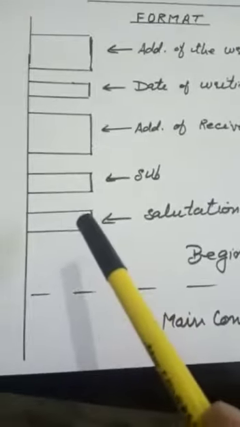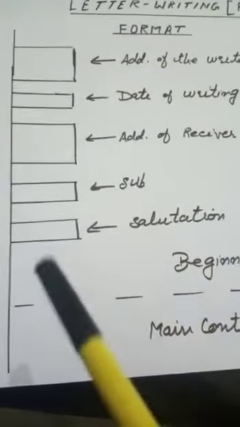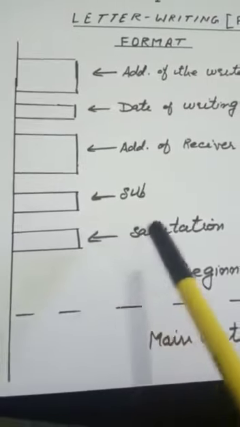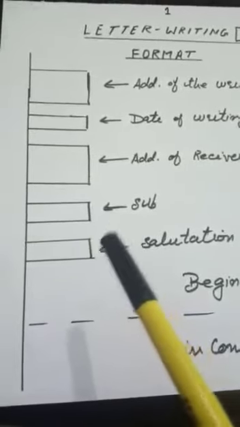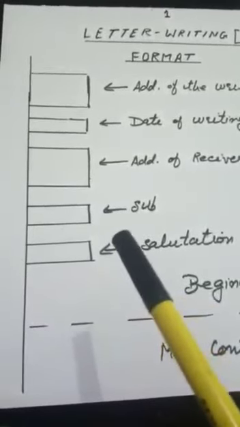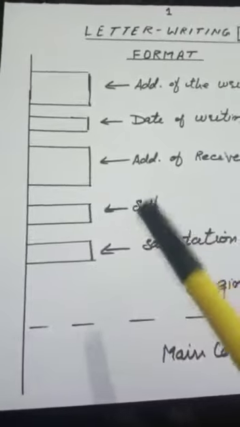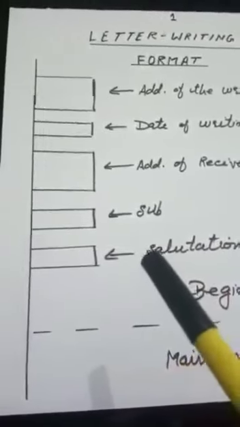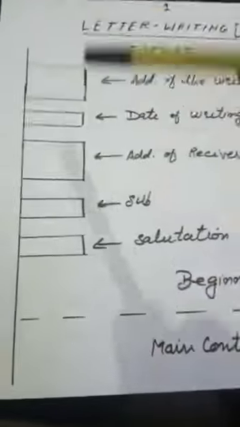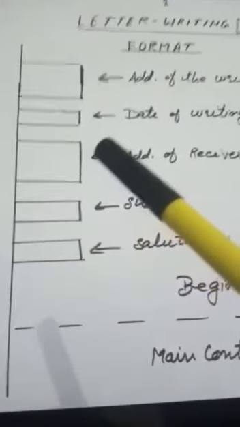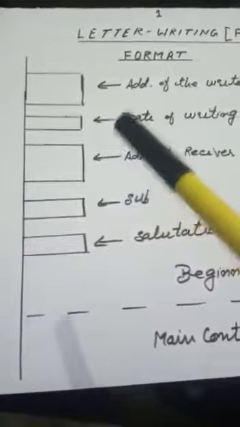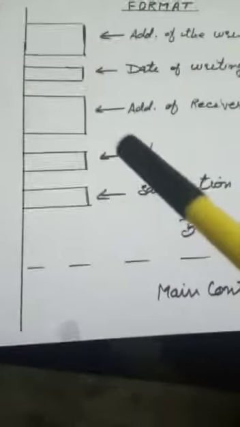Then we come to this next box, and mind one thing, you have to leave one line here in between them. This box denotes a salutation. Salutation here refers to sir, madam, dear sir, dear madam, etc. But avoid writing respected madam and respected sir, because this is not in latest use these days. Now this is the format here, and this format is very important because when you get marks in the exam, you get a separate marking scheme for them.